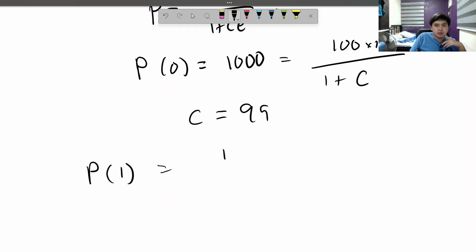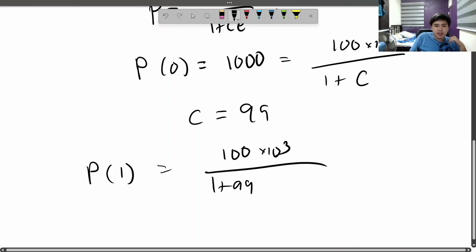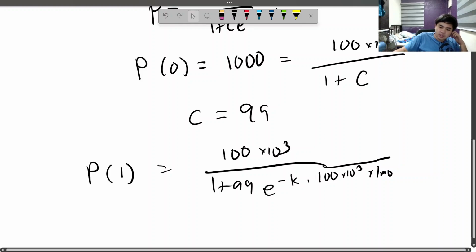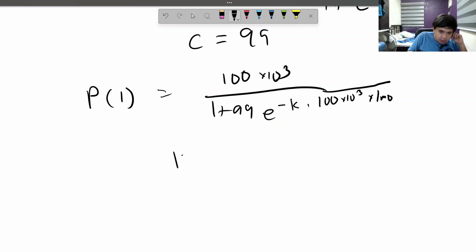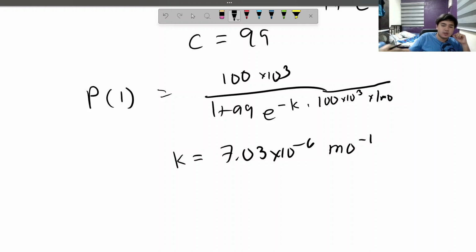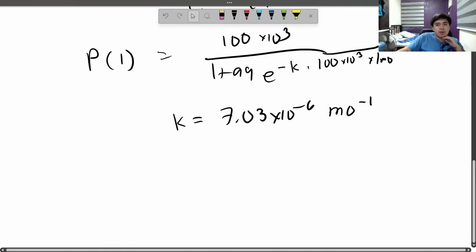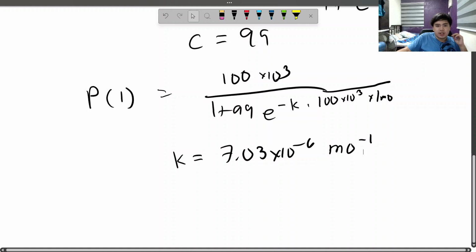So P of 1 equals 100 times 10 to the 3 over 1 plus 99 e to the negative k, which is what we're trying to find, times 1 month. Now, I'm not going to do the complicated calculator thing, but just know k is 7.03 times 10 to the negative 6 inverse month. The unit is important, because we need the month in the t later. So there we go.